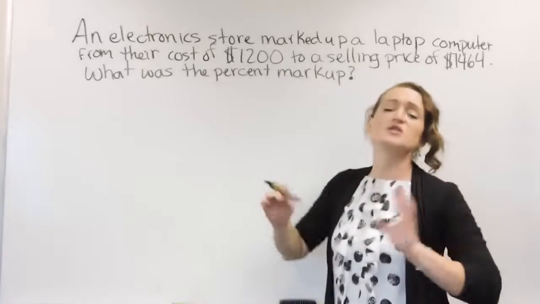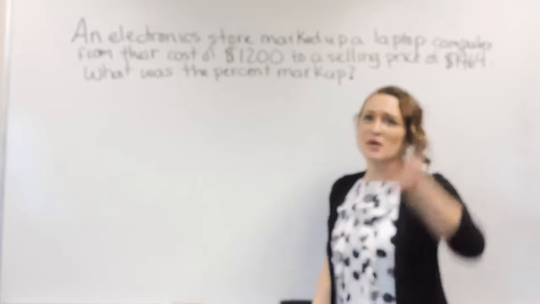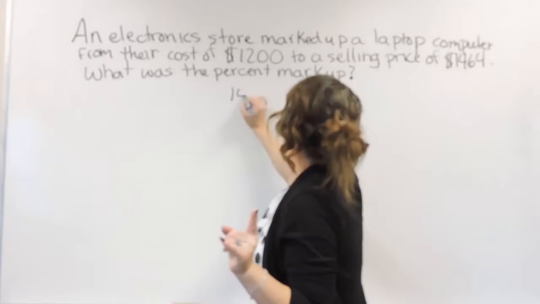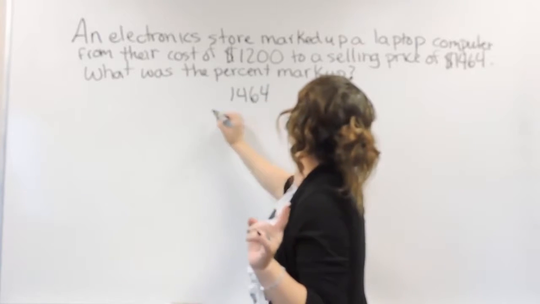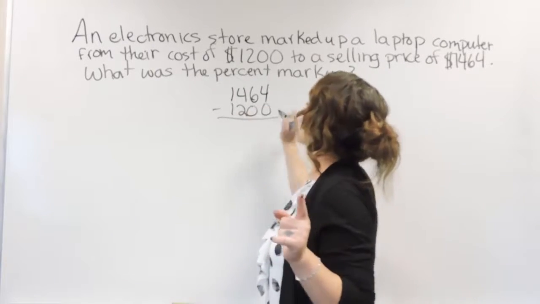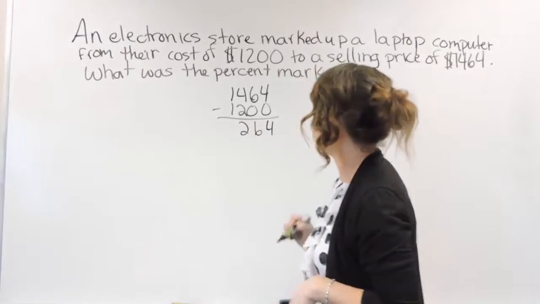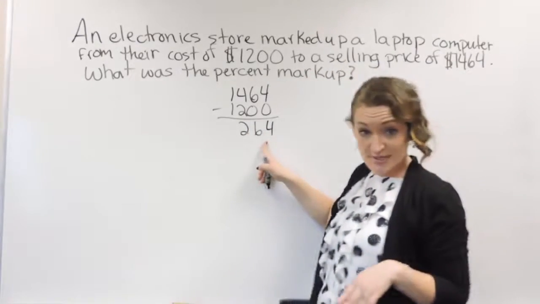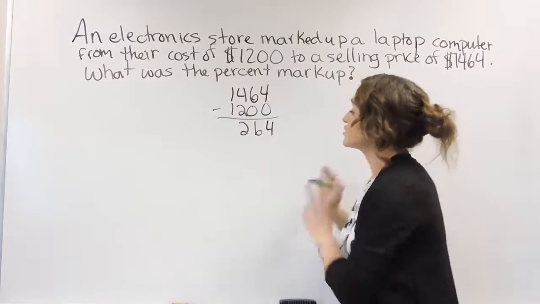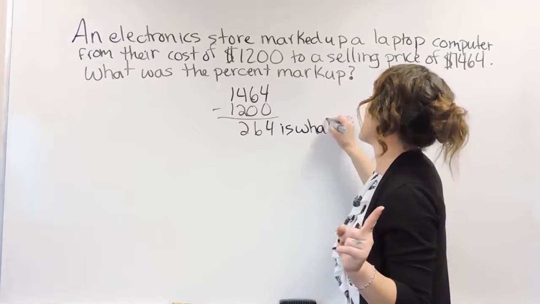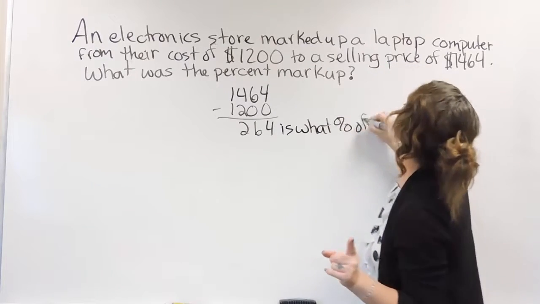Right, so when it comes to percent increase, decrease problems, the first thing that you need to figure out is what is the difference in price. Whether it was marked up or down, we need to figure out what that difference was. So we went from $1,464 and it was originally $1,200. If we subtract this, it's a difference of $264.